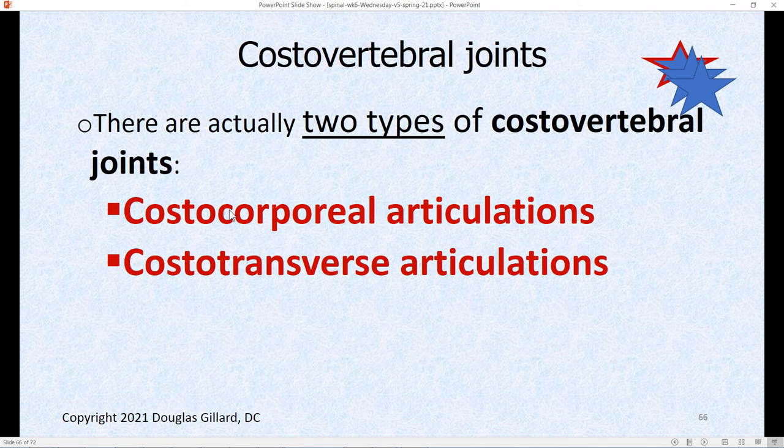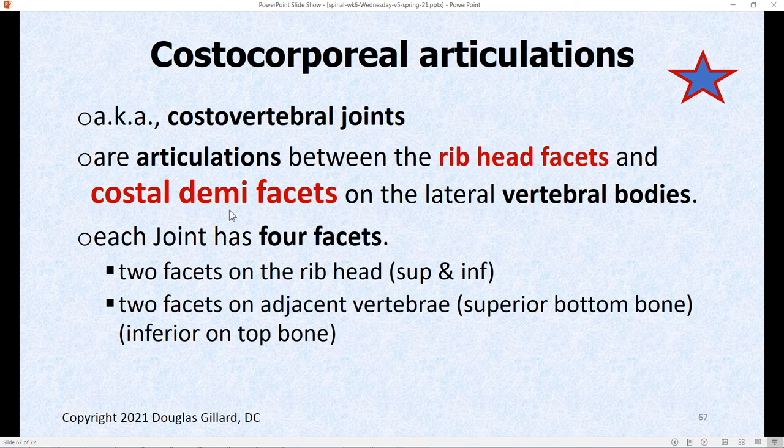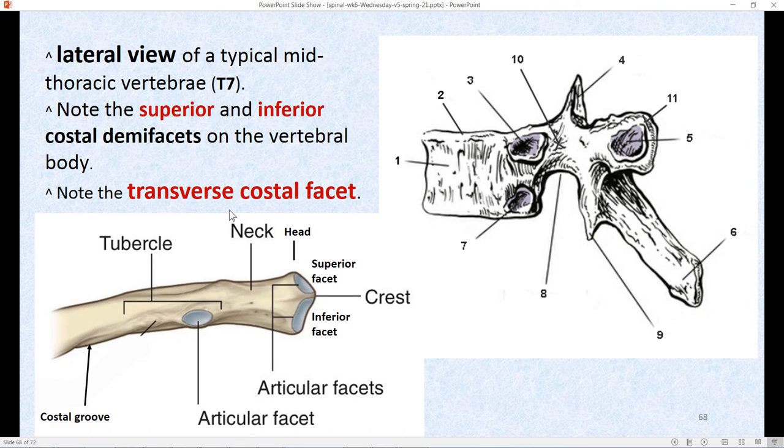Remember, corporal means body. So costal corporal articulations and costal transverse, let's take a look at them. Costal corporal, aka, terrible AKAs, costal vertebral joints. It's the articulation between the facets of the rib head and the costal demifacets of the body. So there's actually four of those. And we studied these in lab, so you're starting to get the hang of these. Superior costal demifacet, inferior costal demifacet, number 7. Number 5 is a costal transverse facet. So just these two, the demifacets here, form costal corporal joints.